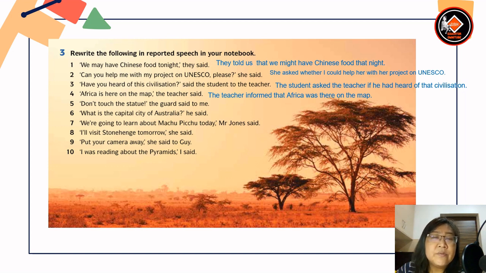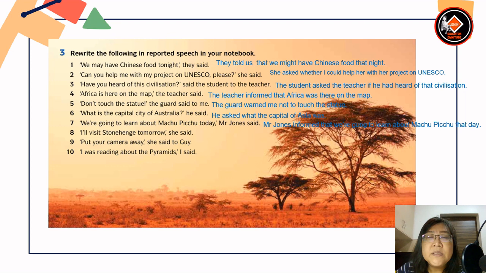"Don't touch the statue," the guard said to me. The guard warned me not to touch the statue. "What is the capital city of Australia?" he said. He asked what the capital of Australia was. "We are going to learn about Machu Picchu today," Mr. Jones said. Mr. Jones informed us that we were going to learn about Machu Picchu that day.